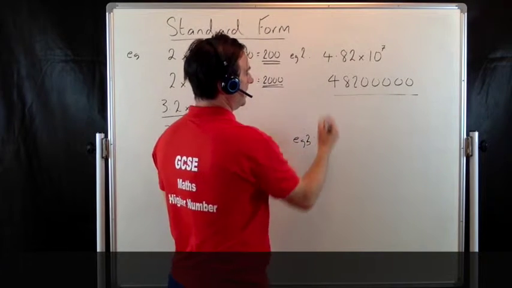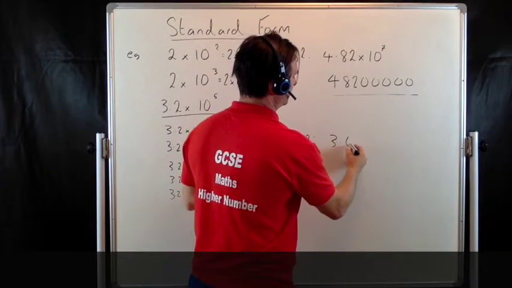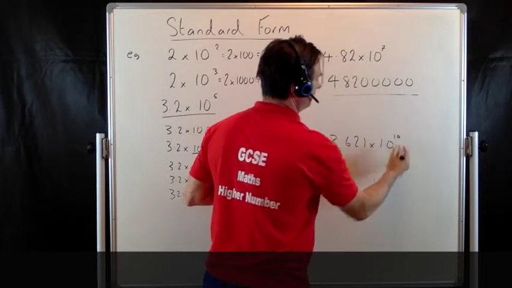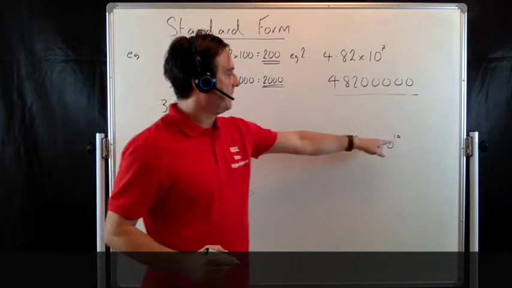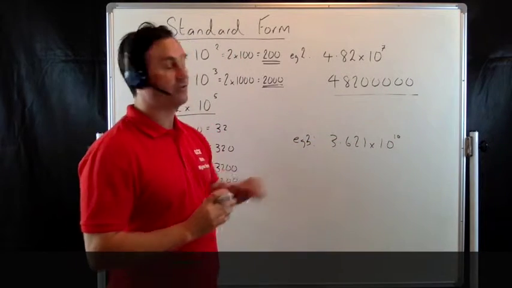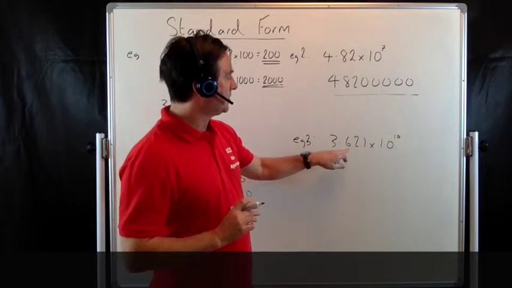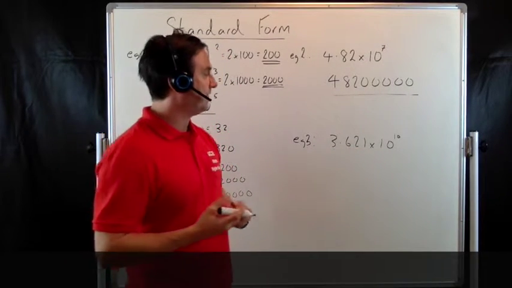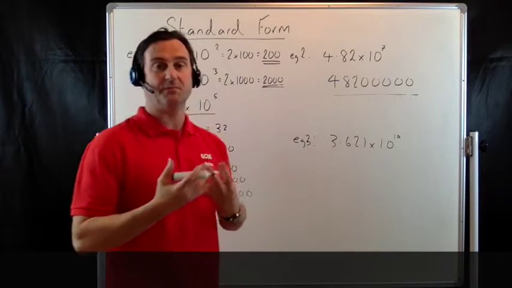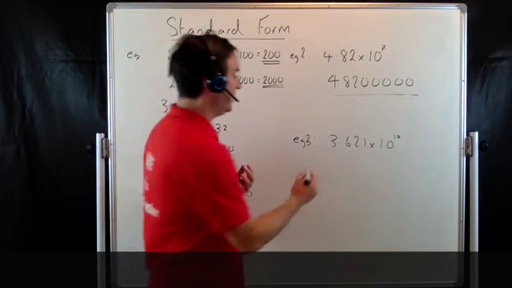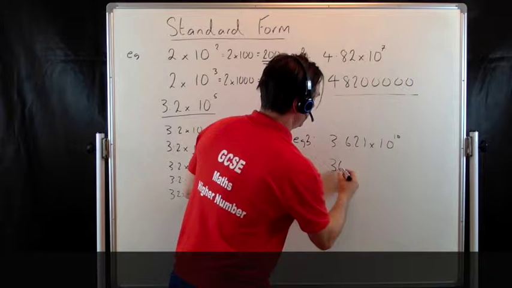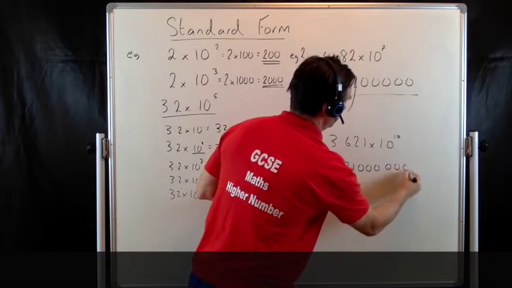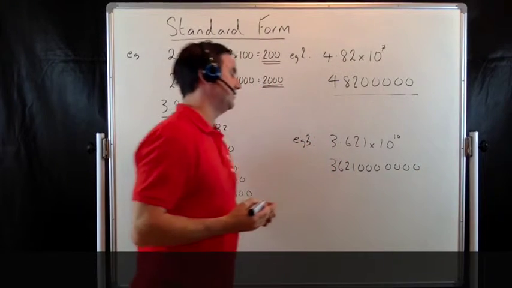Let's just do one more, example 3. If you've got 3.621 times 10 to the 10. Ordinarily, you'd have 10 zeros on it if it was just 3. But because we've got 1, 2, 3 numbers after the decimal point, we have to take 3 away from 10, which means we've got 7 zeros on it. So this one becomes 3, 6, 2, 1, and then you need to put 7 zeros on the end.